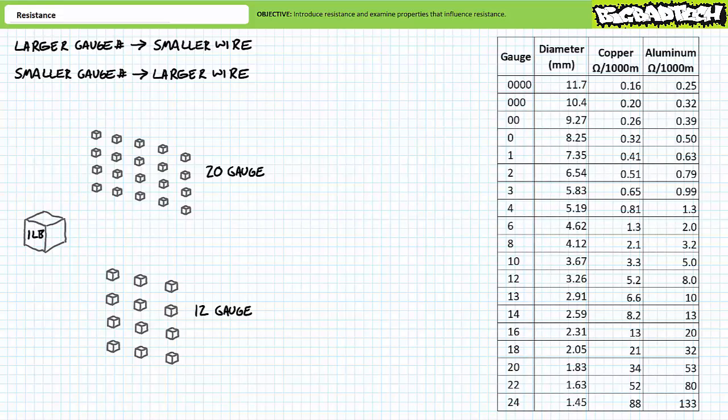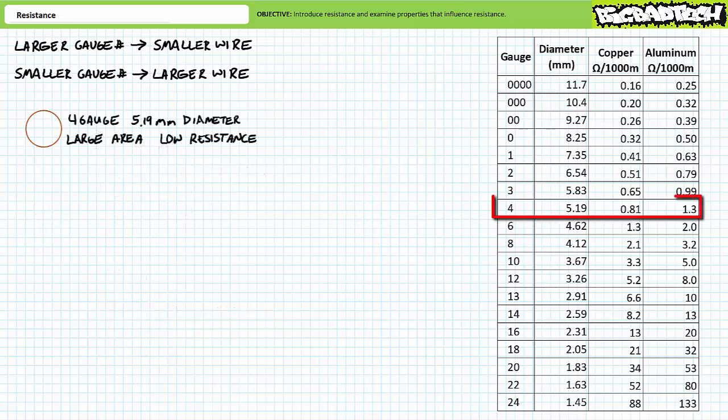The American wire gauge is a set of standardized sizes where the gauge number is indicative of how many times a wire is drawn through a die to obtain a wire of a specific size. Every time the wire is drawn through a die, the wire gets thinner. This is obviously an oversimplification, but it'll do us just fine for now. A 4-gauge wire is drawn through a die 4 times and has a diameter of 5.19 millimeters.